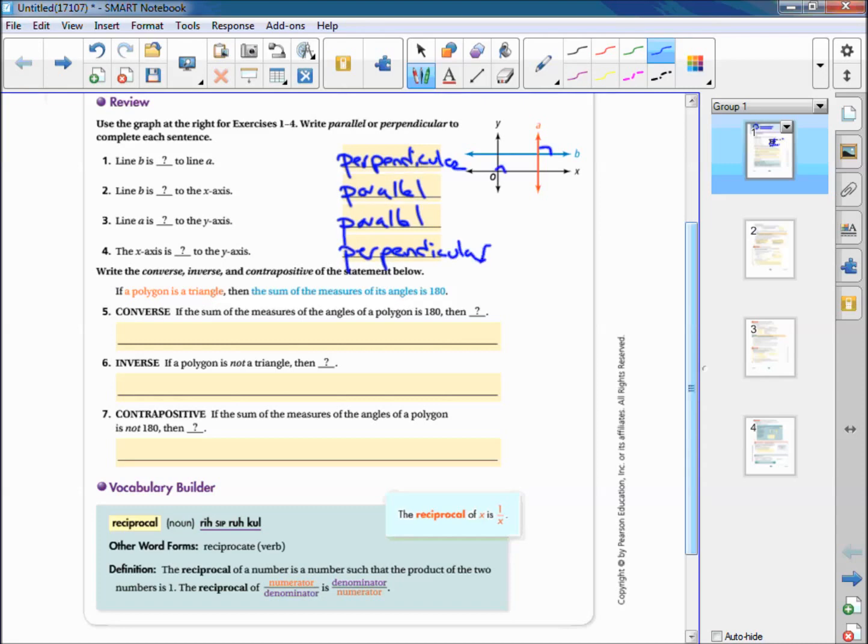All right, so we got a little review on converse, inverse, and contrapositive. We're given this conditional. If a polygon is a triangle, then the sum of the measures of the angles is 180. And we're asked to write the converse of that. So remember, that's flipping it around. And they've written the first half for us already. If the sum of the measures of the angles of a polygon is 180, then the polygon is a triangle.